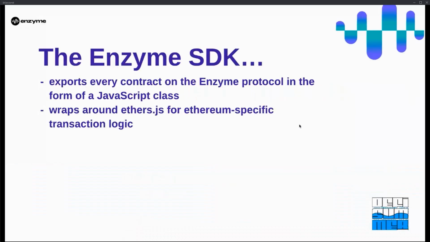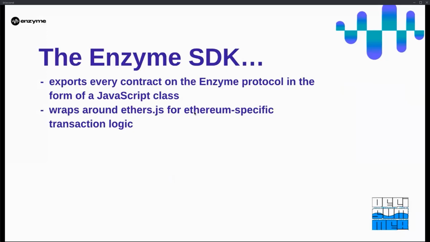Turns out we can. Enzyme SDK supports every contract on the Enzyme protocol in the form of a JavaScript class. So this means that every infrastructure contract, a Vault specific contract is available despite the fact that it was written in Solidity and compiled into bytecode and deployed onto Ethereum.